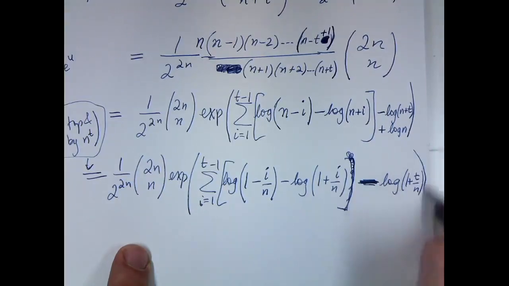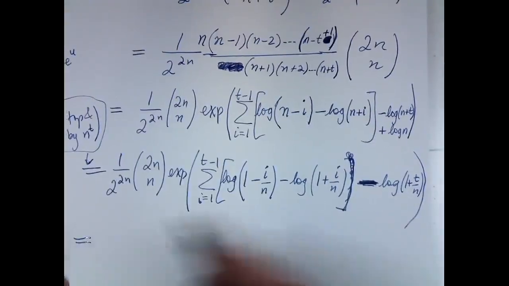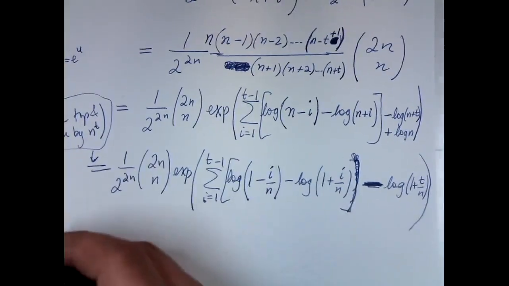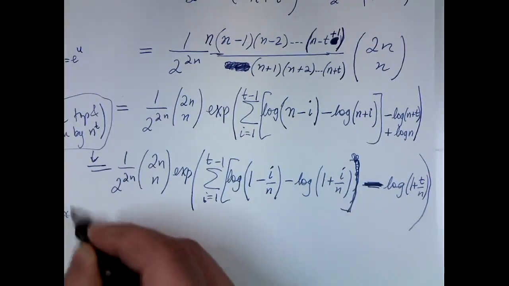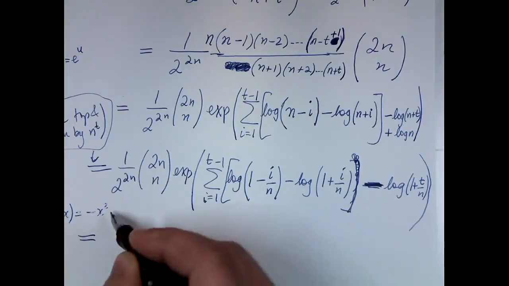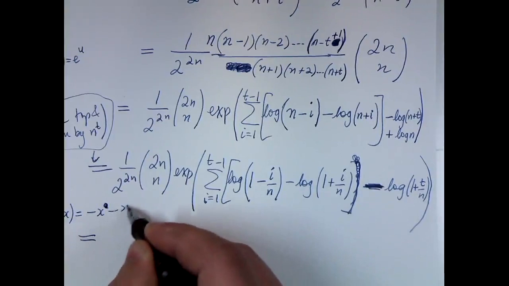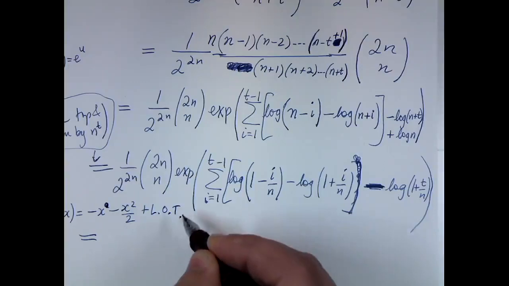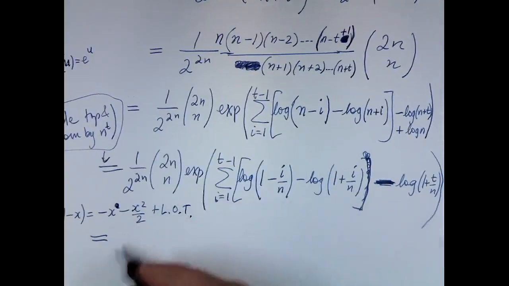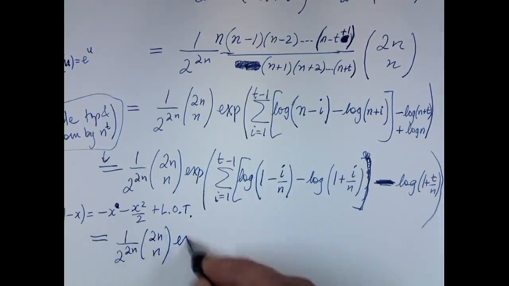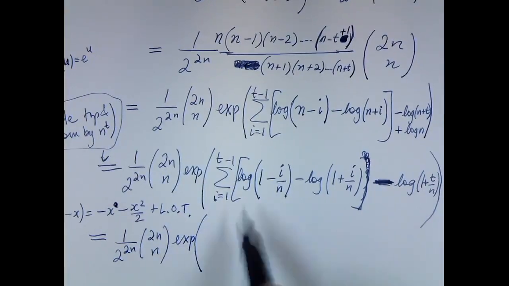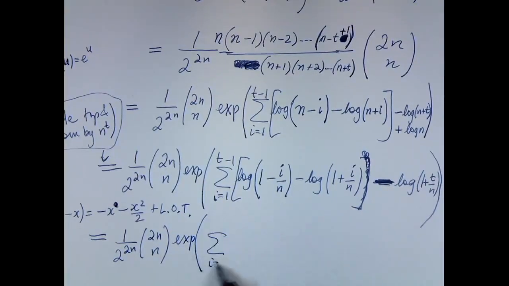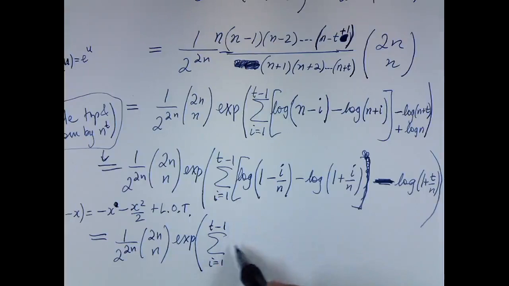Okay. Now let's expand those out using the Taylor series for log. If you don't remember that, all you need to know is that log of 1 minus x is equal to minus x, minus x squared over 2, plus lower order terms. Okay. So order of x cubed. If we plug that in, we get the same thing out the front, 1 over 2 to the power 2n, 2n choose n, exponential of sum i equals 1 to t minus 1.